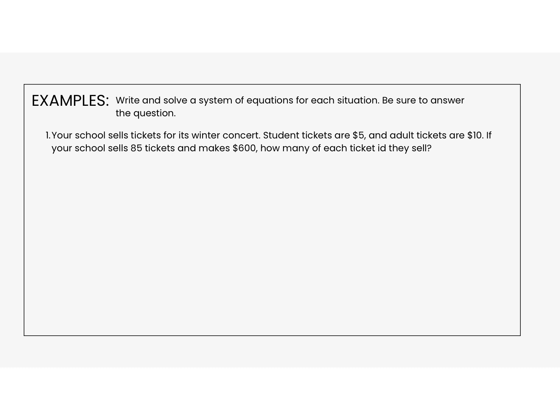So number one says your school sells tickets for its winter concert. Student tickets are $5 and adult tickets are $10. If your school sells 85 tickets and makes $600, how many of each ticket did they sell?